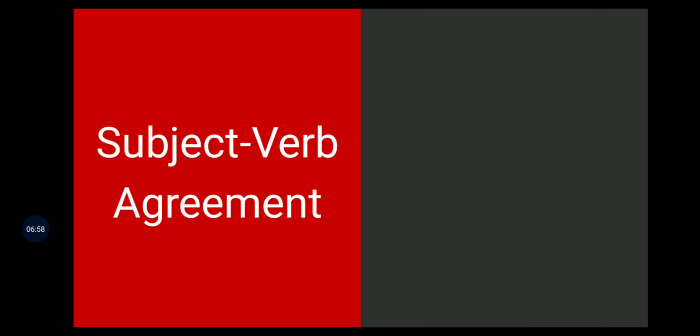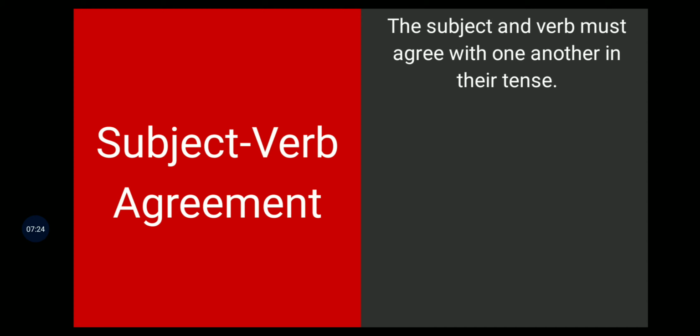Next is something known as subject-verb agreement, a highly essential factor to make your sentences correct in all senses. A subject-verb agreement is something wherein your subject and verb must agree. So say your subject is singular, then your verb should also be singular. On the other hand, if your subject is plural, then your verb should also be plural. So in other words, your subject and verb must agree with one another.